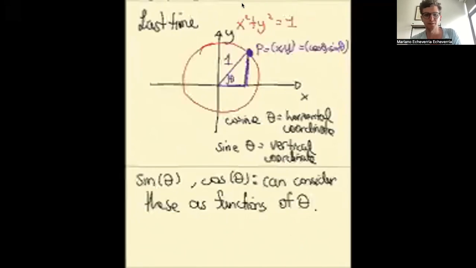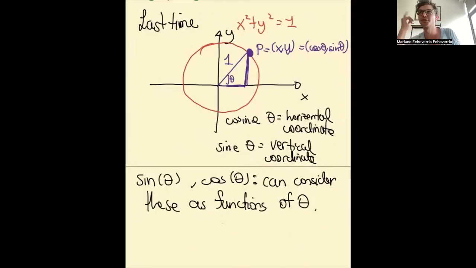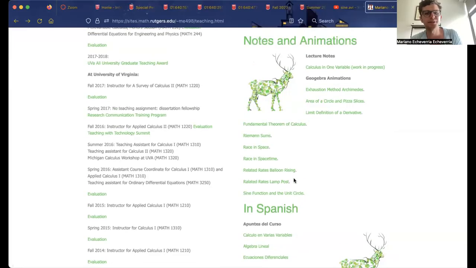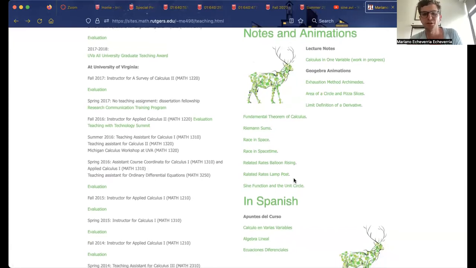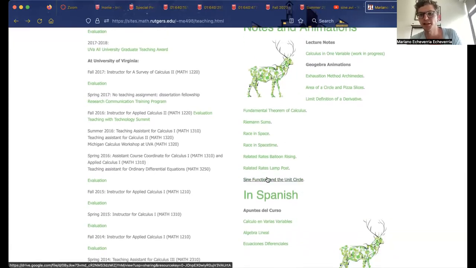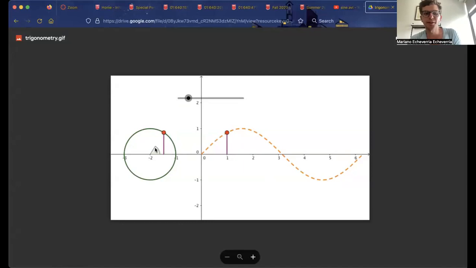Here, it's easier to visualize the graph of sine. If you go to my website, you will see that I have a couple of animations, like this animation about the sine and the unit circle. If you pay attention, I'm moving an angle on the unit circle, and remember, the sine is the vertical coordinate. So the sine is the length of this purple segment that I'm showing you here.